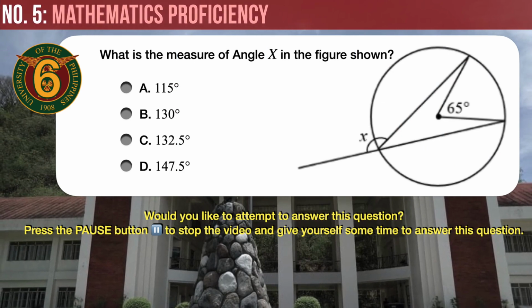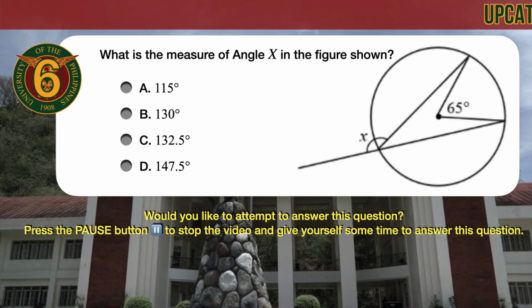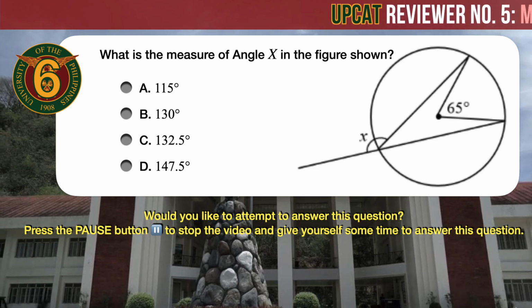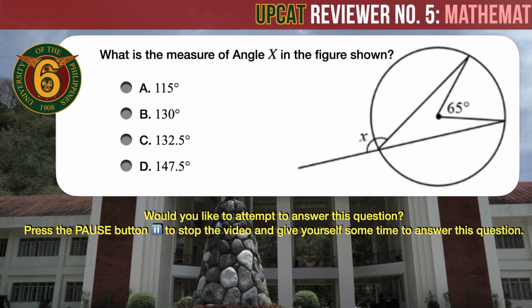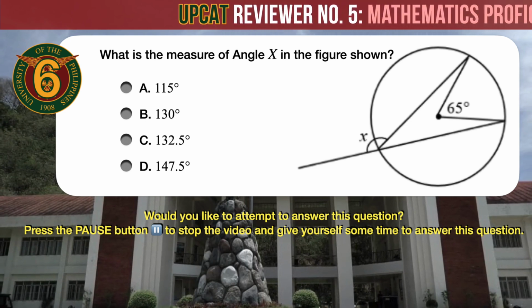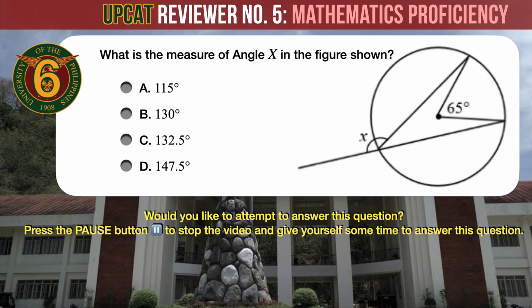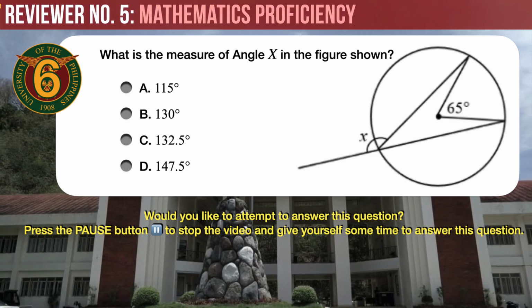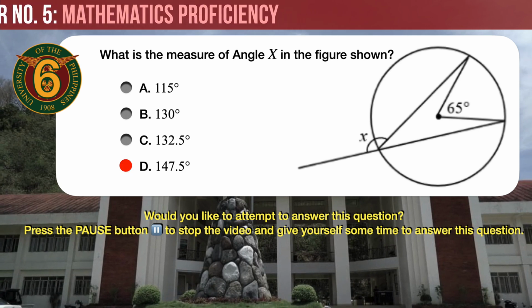Question number 6. What is the measure of angle x in the figure shown? A. 115 degrees. B. 130 degrees. C. 132.5 degrees. D. 147.5 degrees. The correct answer is D.